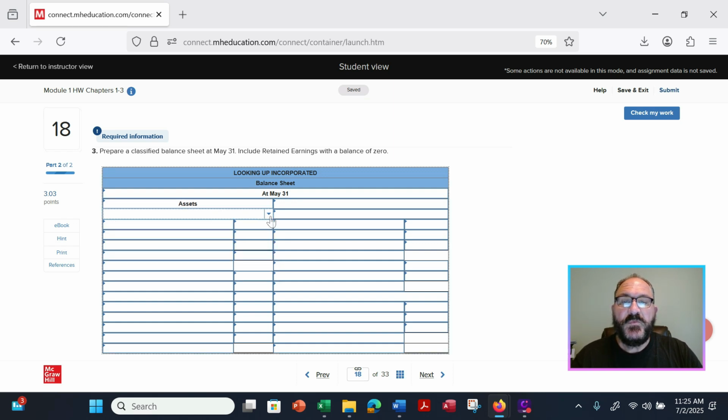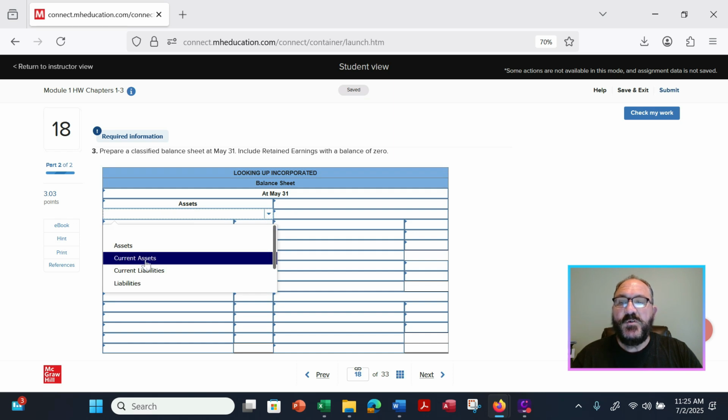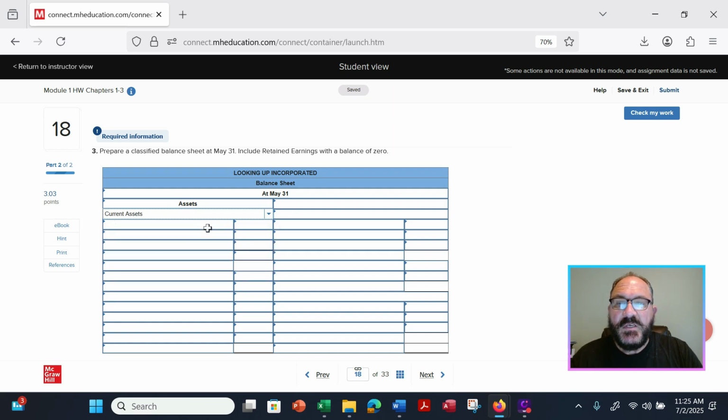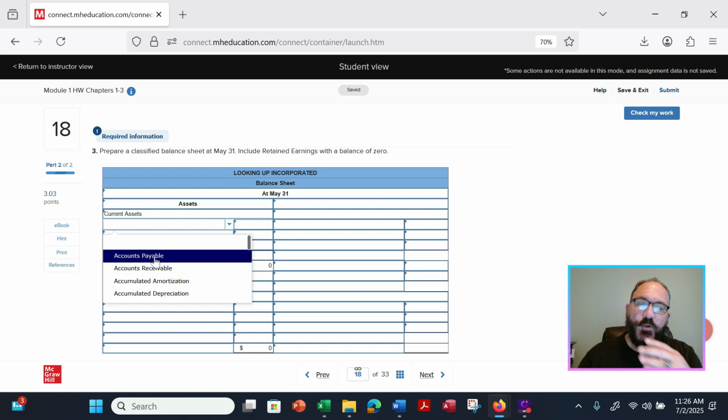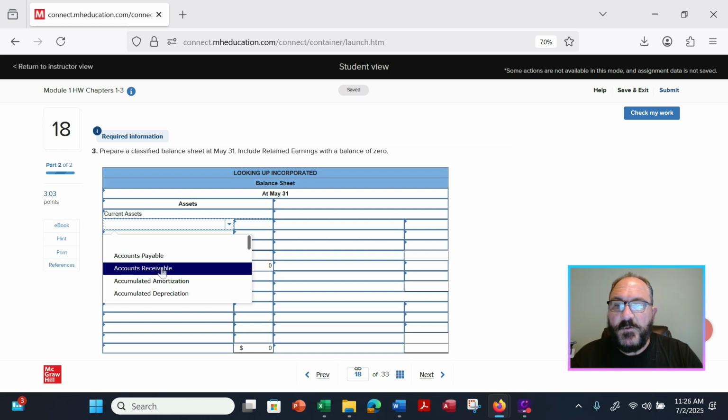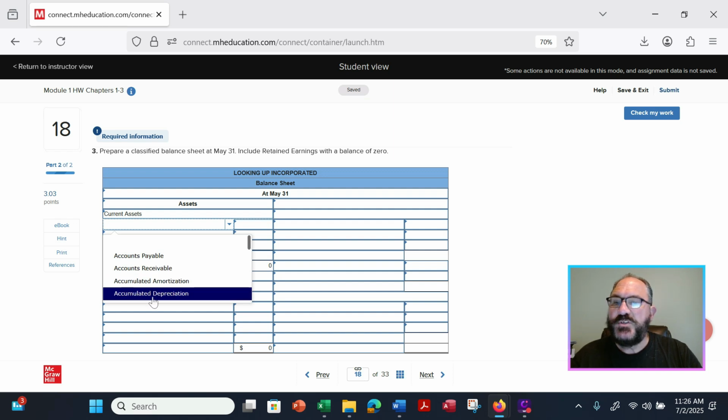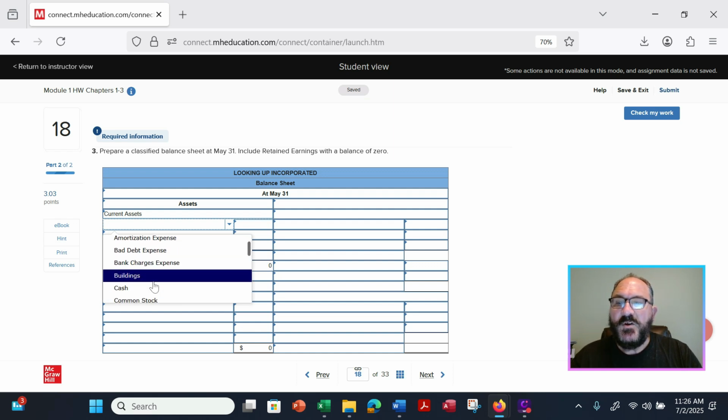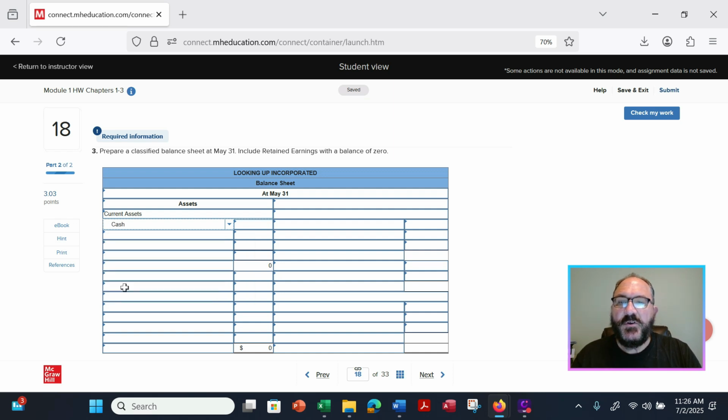Now the next one, you go here. What assets come first? First, current assets go. So when you click on each one of these, you should get some options, right? Now, when you take a look at these options, you see where it says accounts payable? That's a liability. Accounts receivable, that's an asset. Accumulated depreciation, accumulated amortization, those are not assets. Advertising expense, not an asset. What we're looking for here is cash. Cash always comes first. Click, there you go. And then over here, you put the amount of money in.